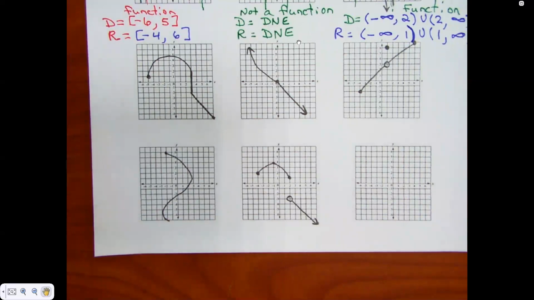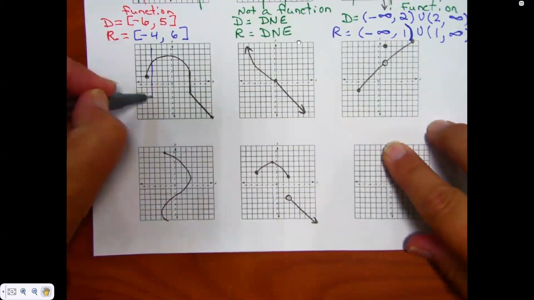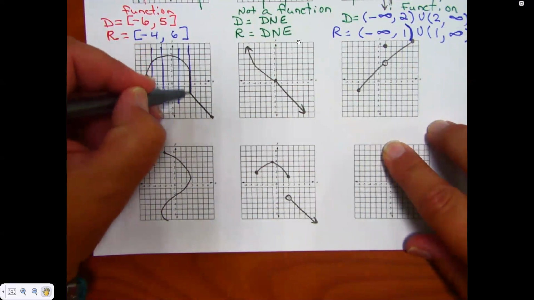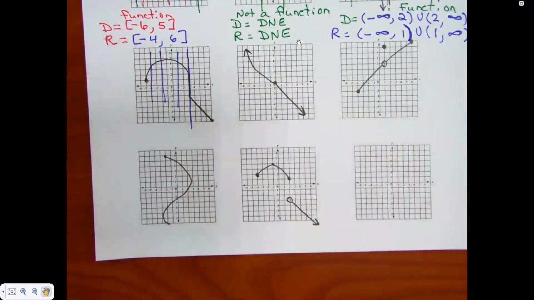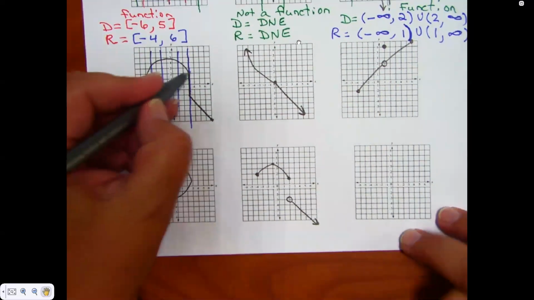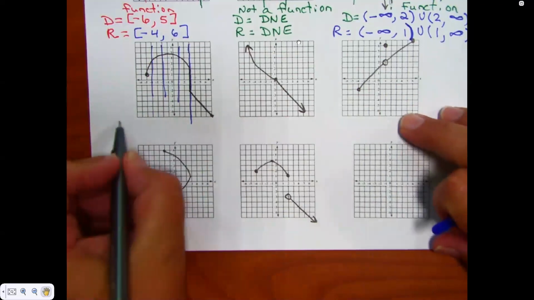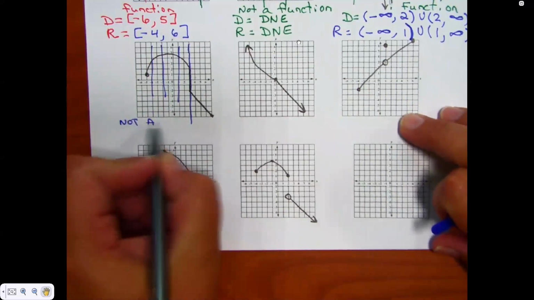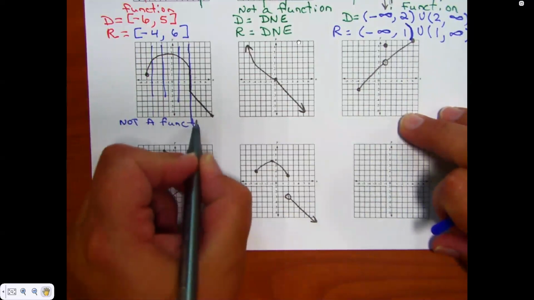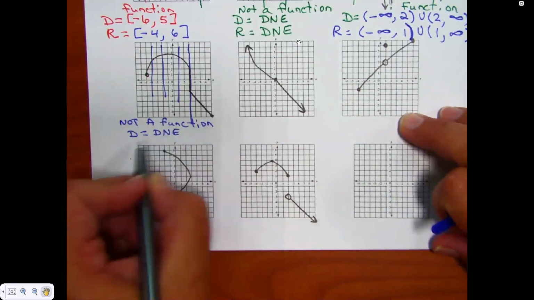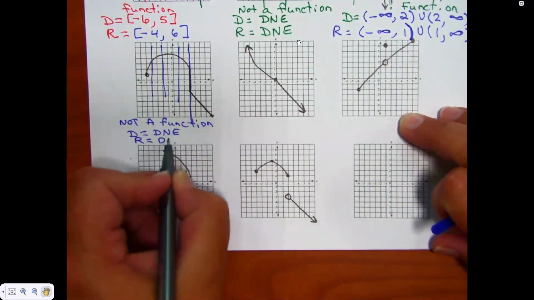It is good, except for one line, right? This is great, this is great, this is great. What about this line? How many times am I touching the graph? A whole bunch of times, right? An infinite amount of times. There's a whole section here, not a function. It only takes one line. So not a function. That you'll just click. And then don't forget to do domain DNE does not exist, range does not exist.